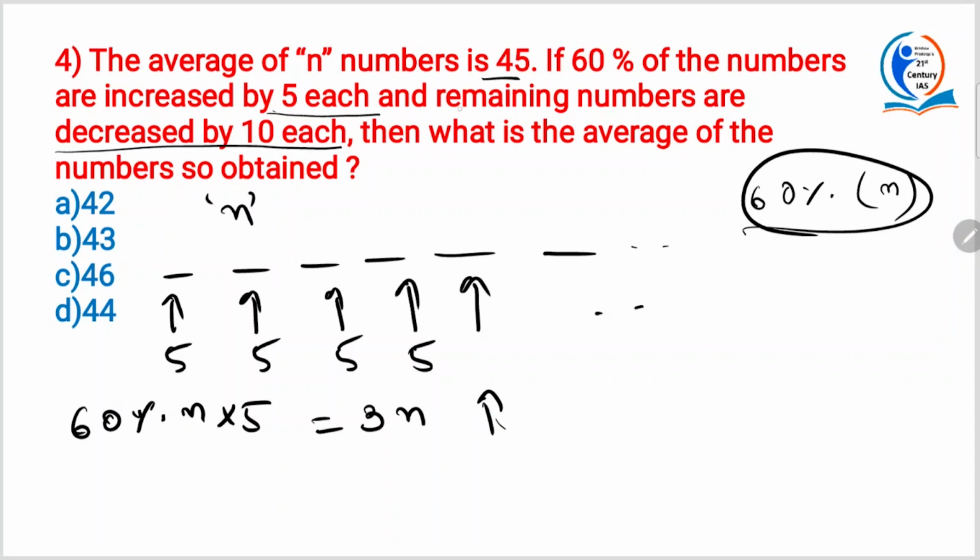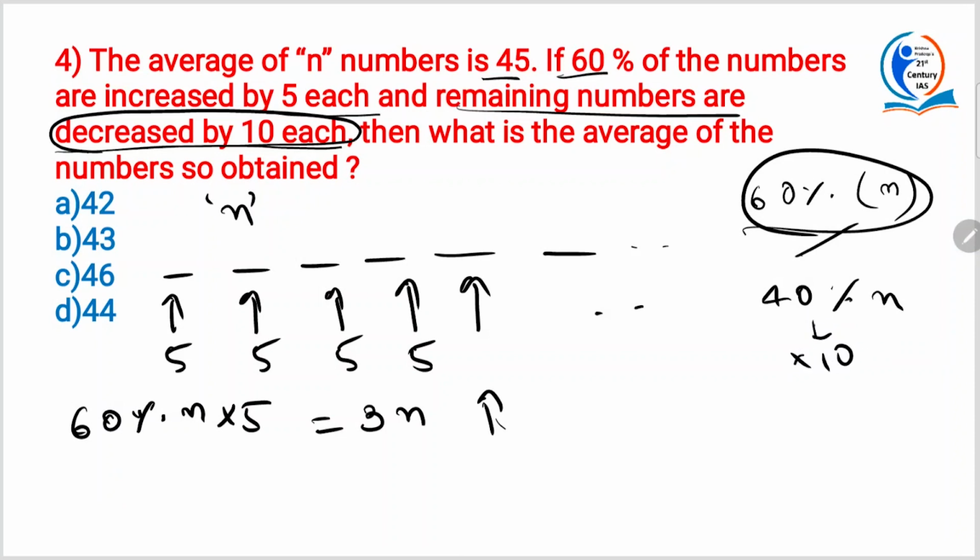Now he's also given that remaining numbers are decreased by 10. Okay, 60% of the numbers are increased by 5. Now what is the remaining percentage? It is 40%. Okay, so this 40% of the numbers, 40% of n are decreased by 10 each. So it will be 40% of n into 10 is how much? It is 4n. And this 4n is decrease. This is increased part, this is decreased part.